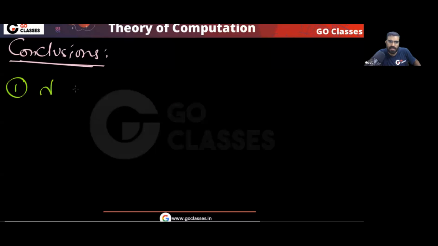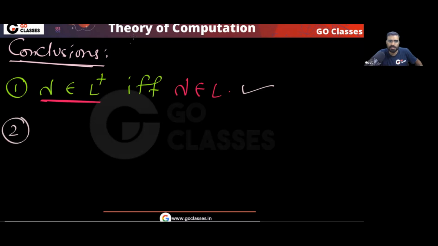First, we have seen that lambda, the empty string, belongs to L plus if and only if lambda belongs to L. This is the one result we have seen. The second result that we have seen: lambda always belongs to L star. This will always happen, right?